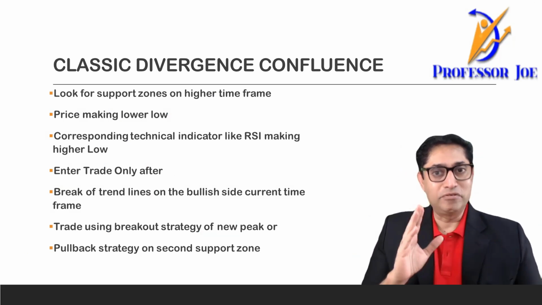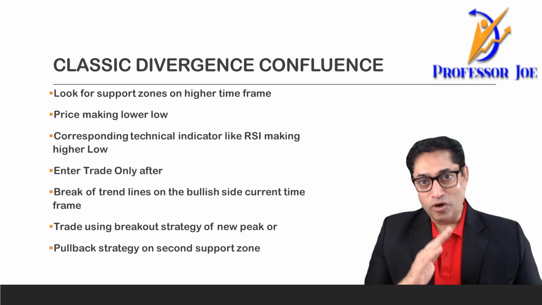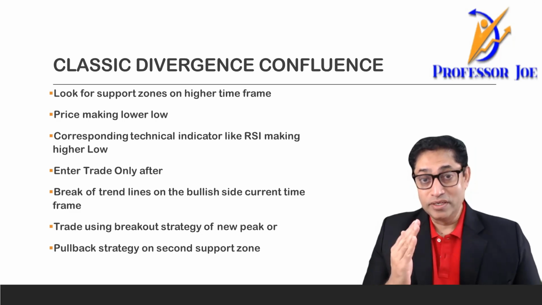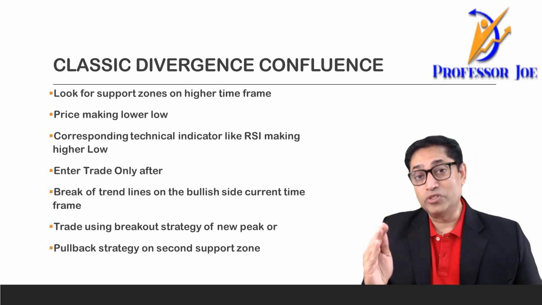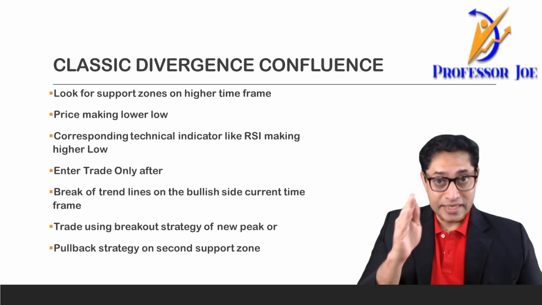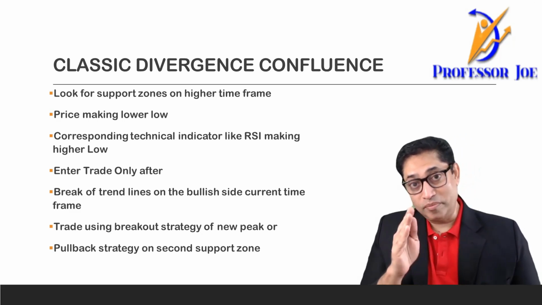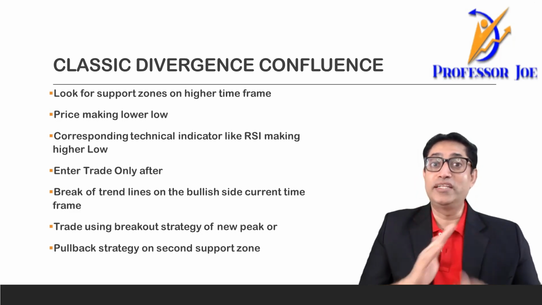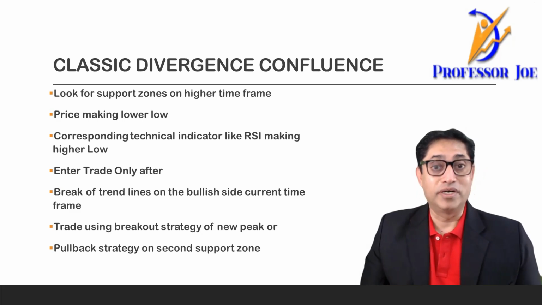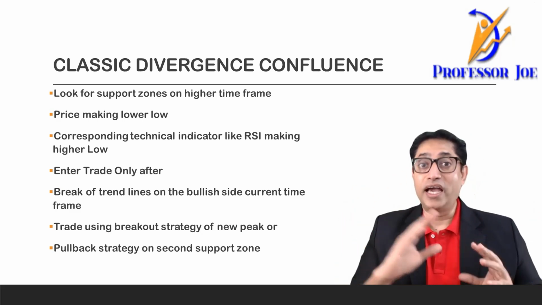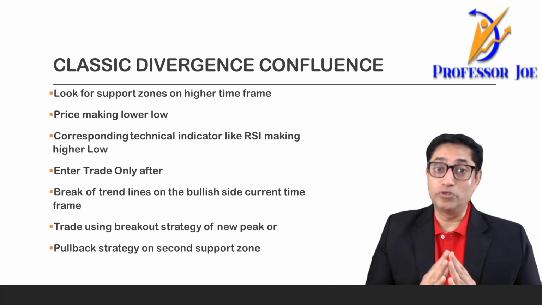So first you have to look for a long-term trend support zone. So step one, in the long term, the price should be at a good support zone. At that particular support zone, in the current time frame, the price has to be making lower lows. So in the current time frame, you will feel that the market is in a downtrend. But in the higher time frame, you know that the market is in an uptrend and it is going to reach a good support zone.